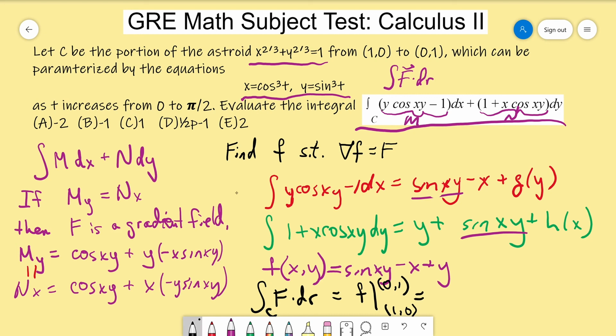So now if we plug in (0, 1), we get sine of 0, which is 0, minus 0 plus 1, minus sine of 0, which is 0, minus 1 plus 0. So altogether, this gives us 2, which is answer E.